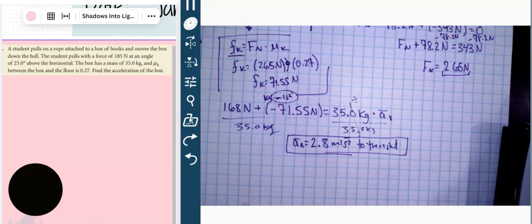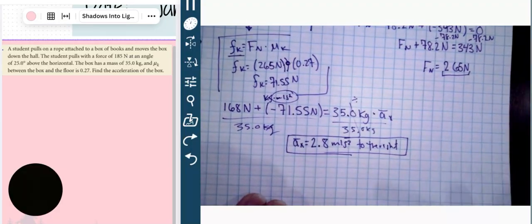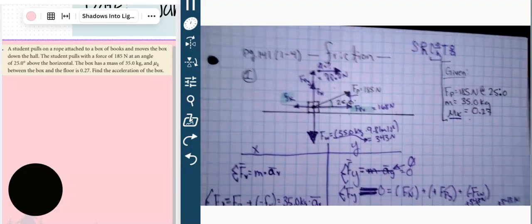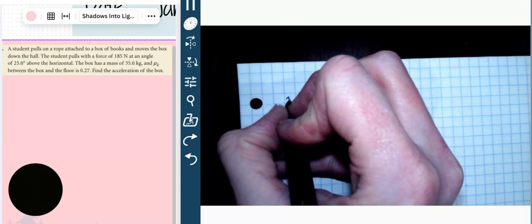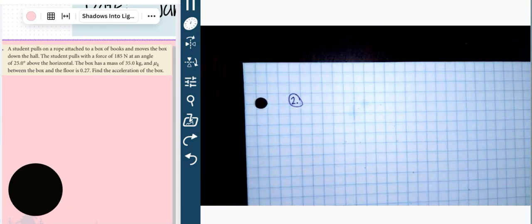All right, that was number 1. All right, number 2. I need to make dinner, so I need to do this one quick. All right, number 2.